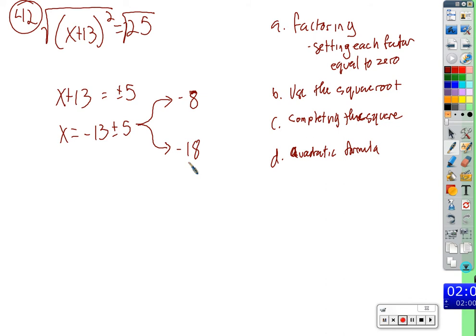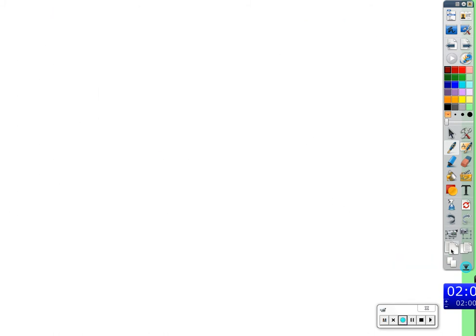Other questions? 34. As with the previous one, most of the methods probably could be used. Maybe not factoring, but then again, maybe factoring. Looking at it, do you want to use factoring, or square roots, or completing the square, or the quadratic formula, which seems to be quickest?